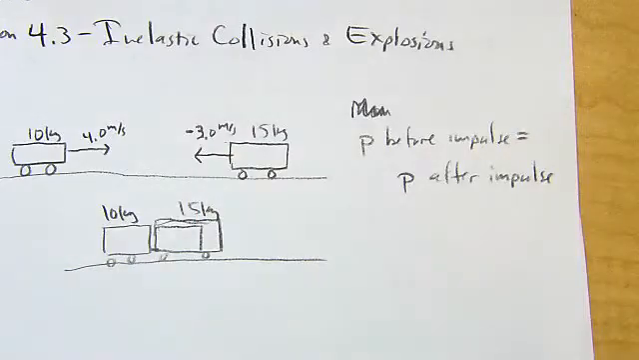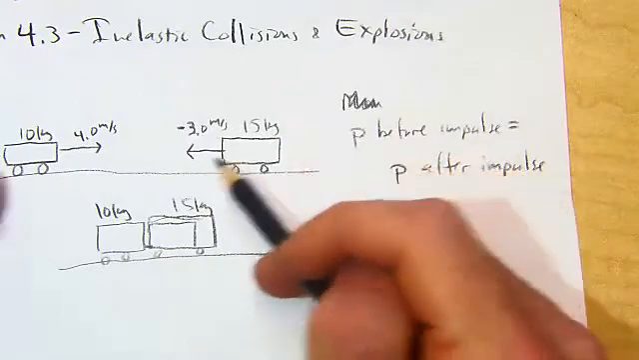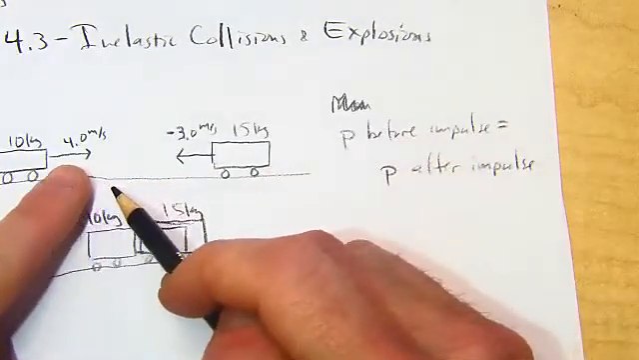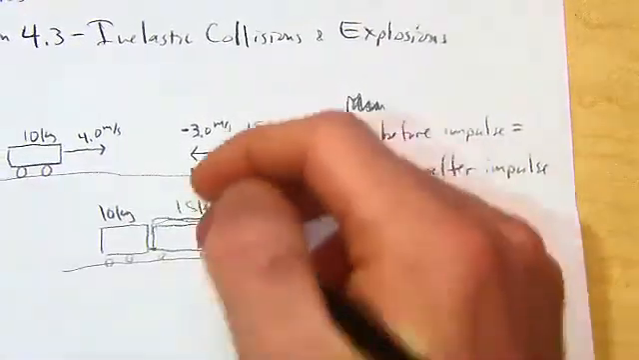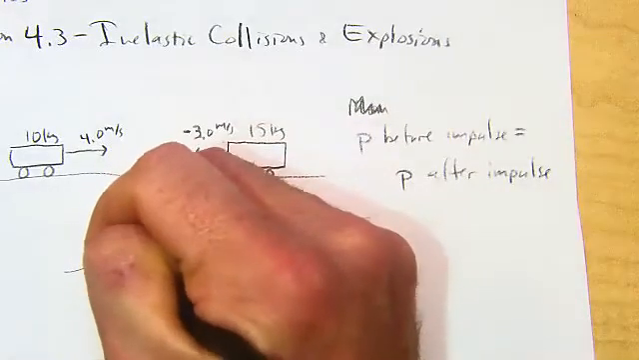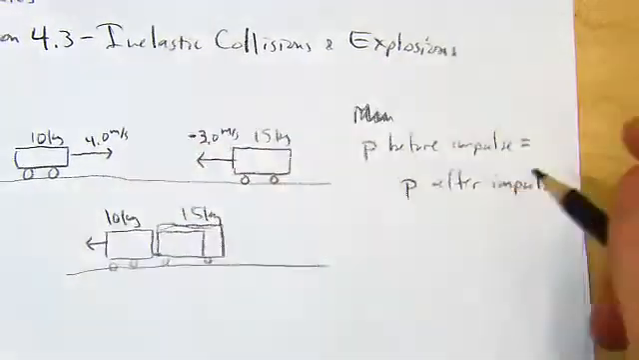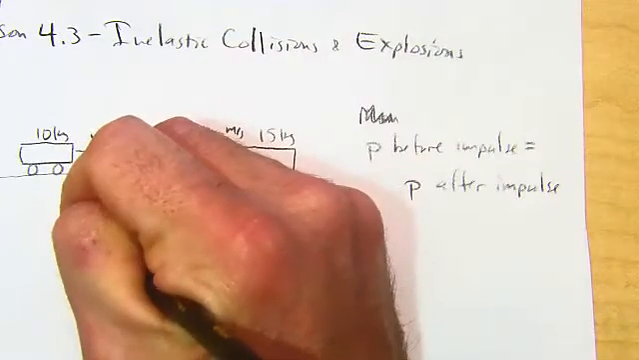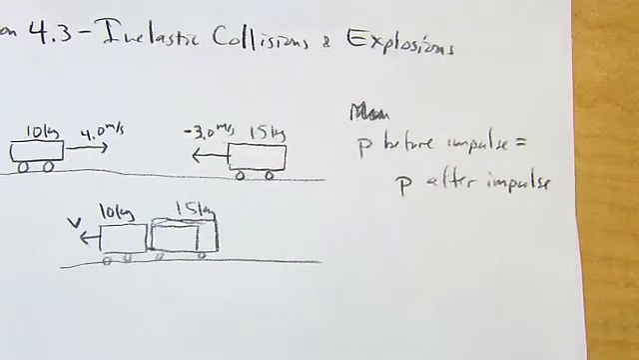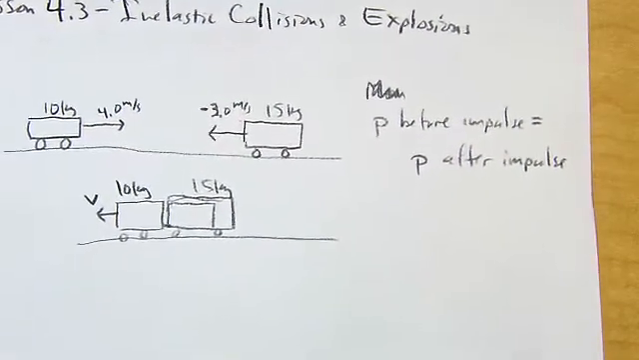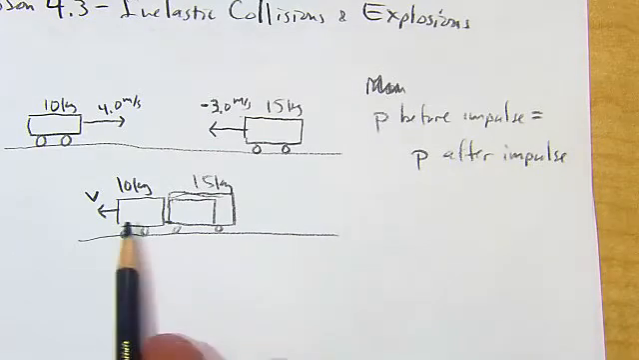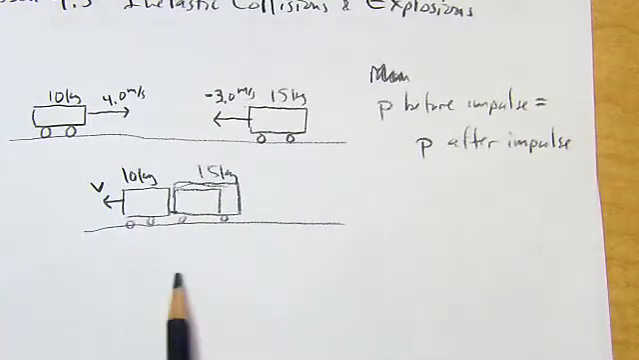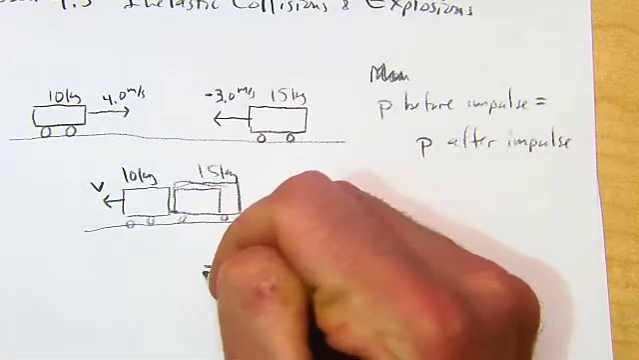And then we want to know, what is it going to do afterwards? They're going to come together, get stuck together, and then move together. Just by inspection, I do know that it's going to go to the left, but even if you didn't know that, we could figure it out here with the equation. So let's write the equation. The P before equals the P after.